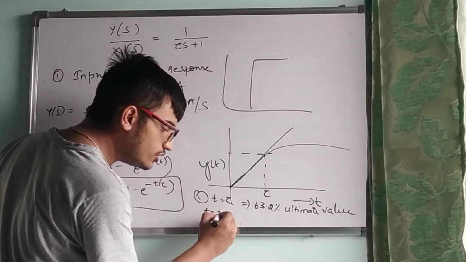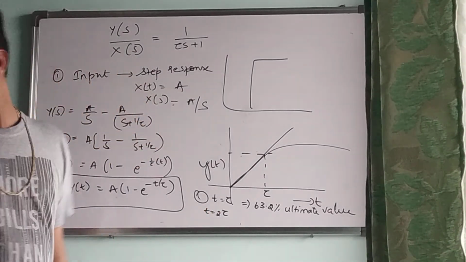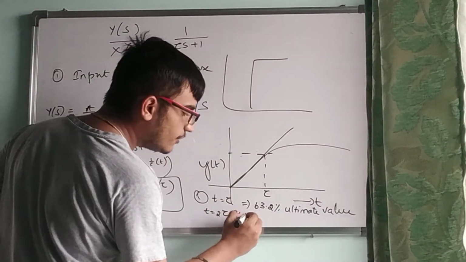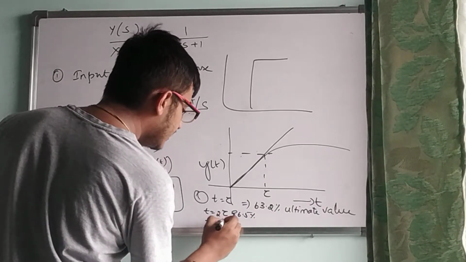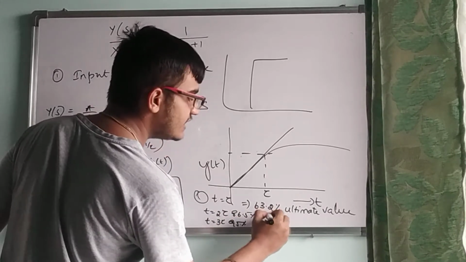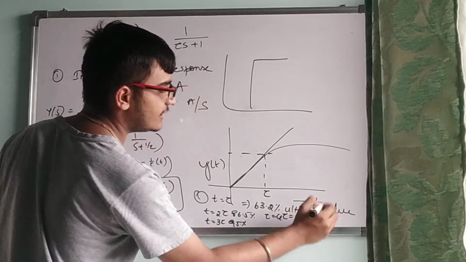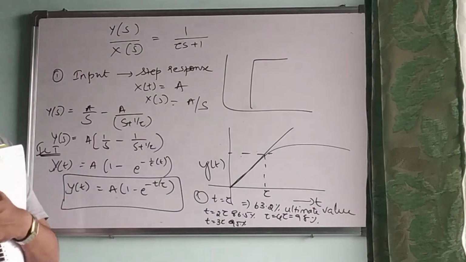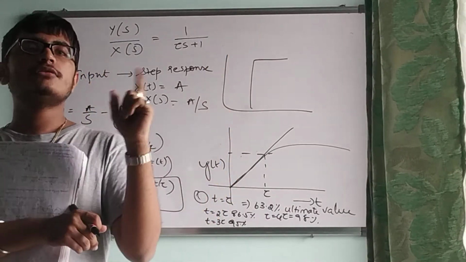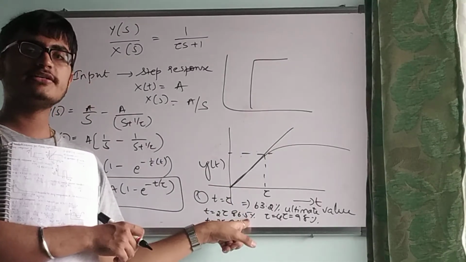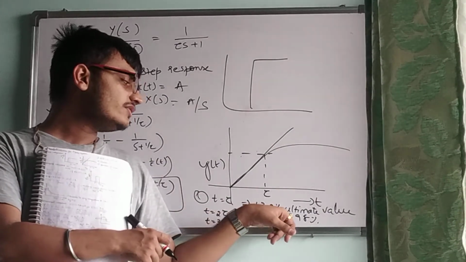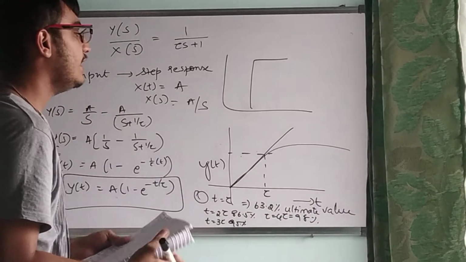When t is equal to 2 tau, it reads 86.5%. When t is equal to 3 tau, it reads 95%. And when t is equal to 4 tau, it reads 98% of its ultimate value. So at t equal to tau it reads 63.2%, at 2 tau 86.5%, at 3 tau 95%, and at 4 tau 98% of its ultimate value.